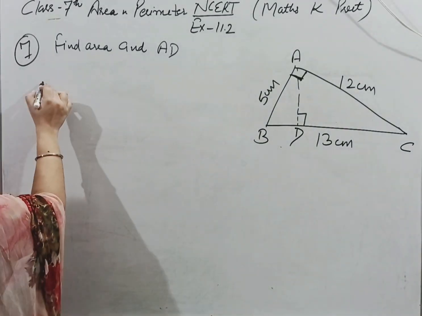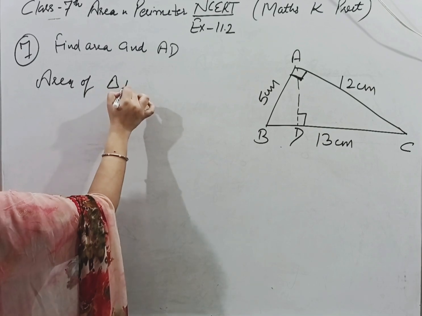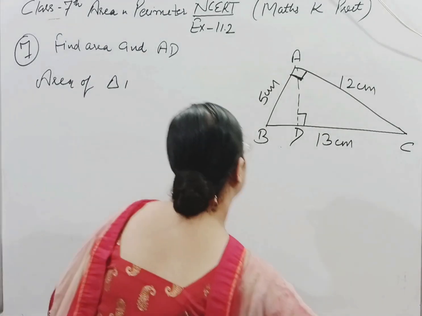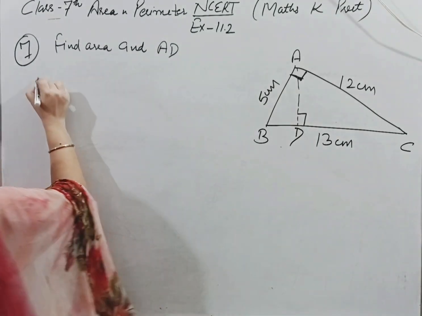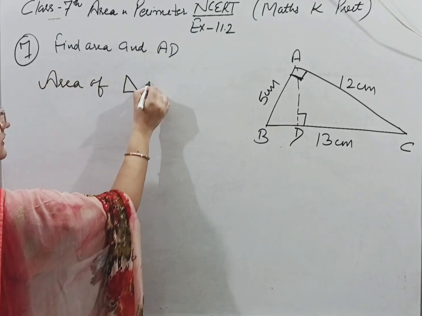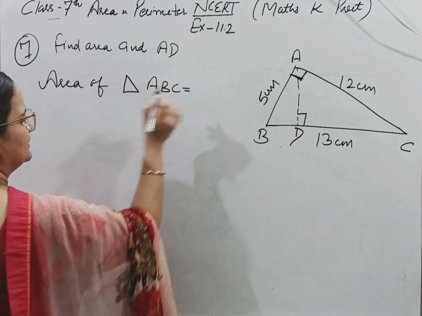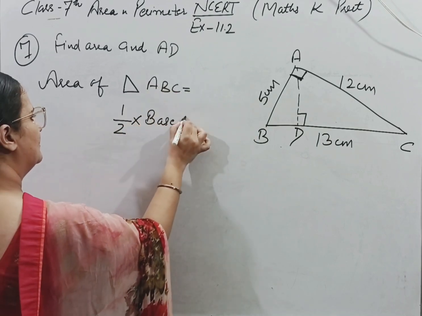So to find the area of this triangle, I'll write area of triangle. This is a right angled triangle, so I'll write area of triangle ABC. This is equals to half into base into height.